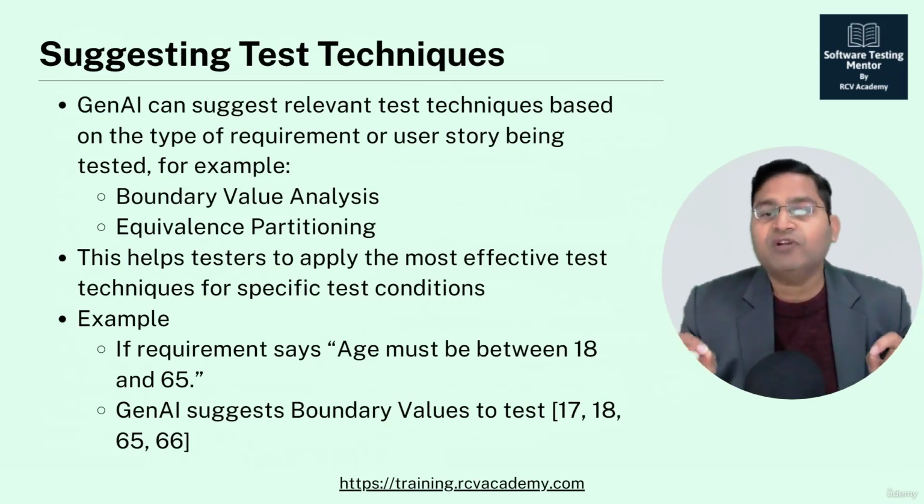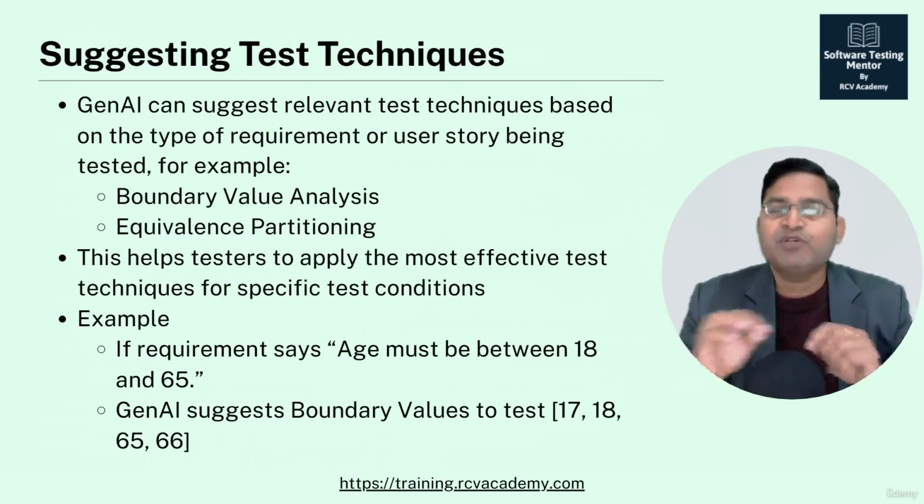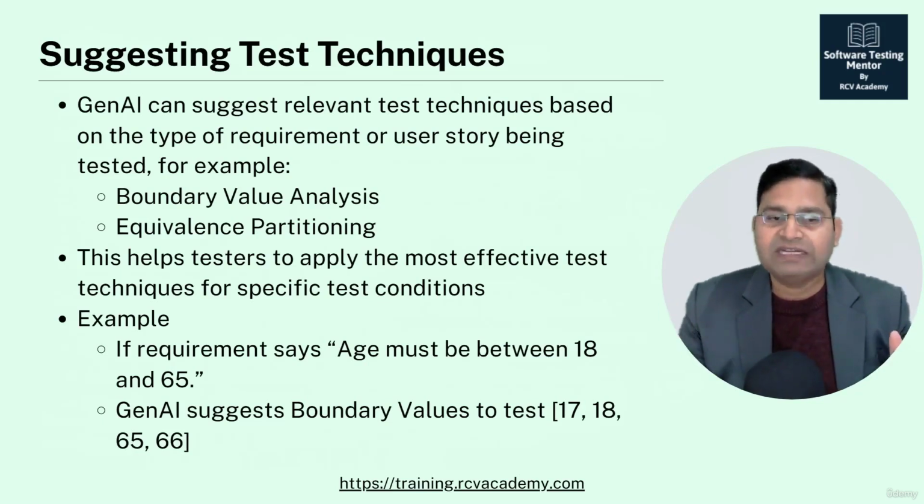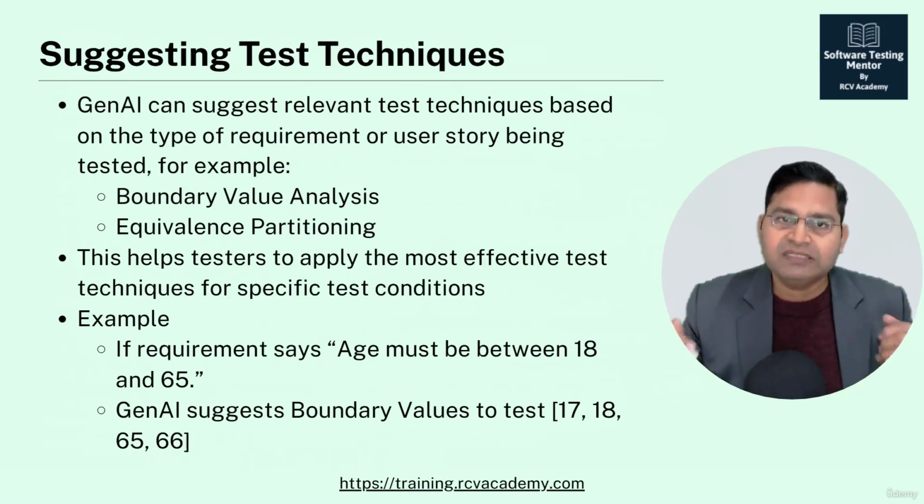For example, if you have a requirement which says age must be between 18 and 65, generative AI suggests the boundary values to test, that you should be testing 17, 18, 65, 66, right? So this suggestion can be easily achieved by generative AI. So that's another key application of generative AI in test analysis.